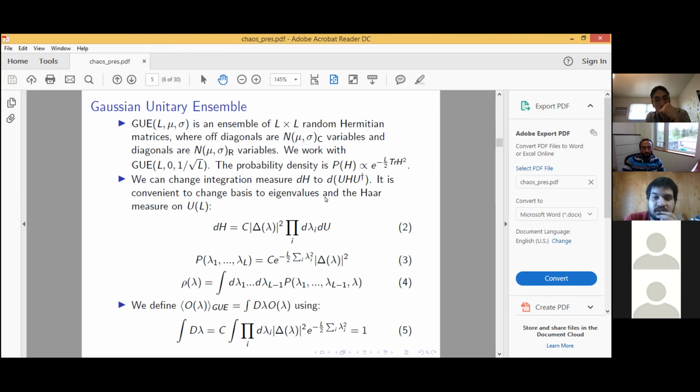In the Gaussian unitary ensemble, the probability of a particular Hamiltonian h goes as the exponential of minus L by 2 trace of h squared.